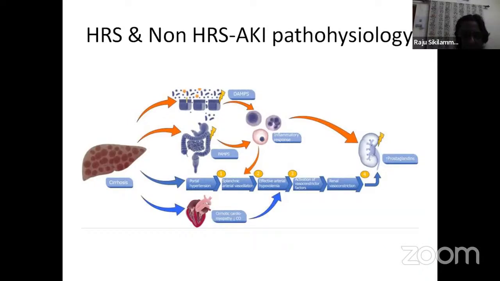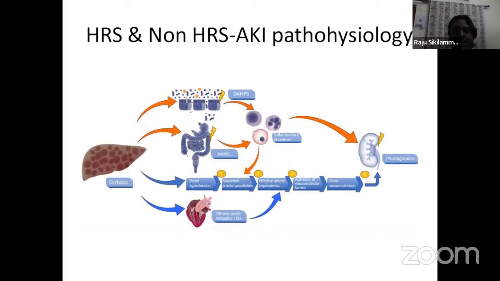First, cirrhosis causes a rise in portal hypertension. Because of portal hypertension, splenic and arterial vasodilatation causes a decrease in effective renal volume, or effective hypovolemia. It activates vasoconstrictor factors, which then cause renal vasoconstriction.